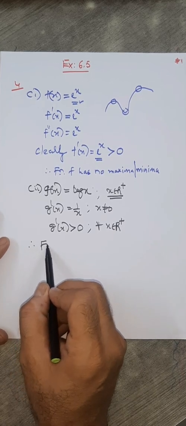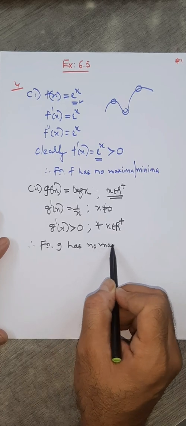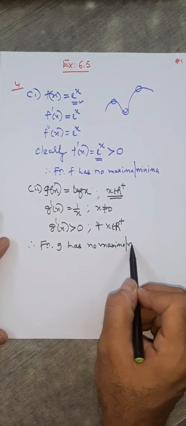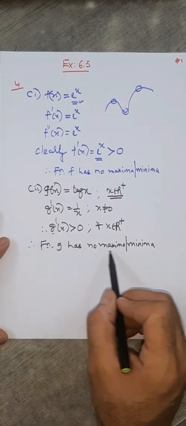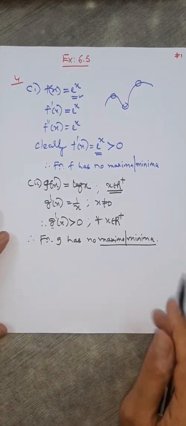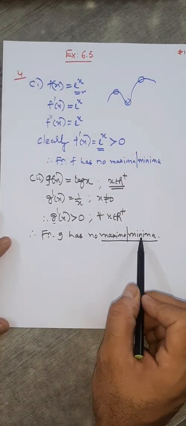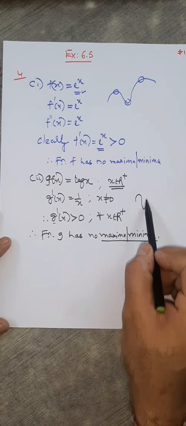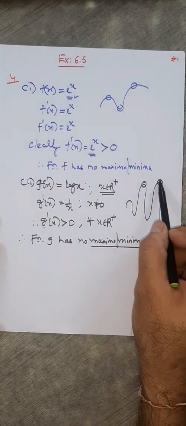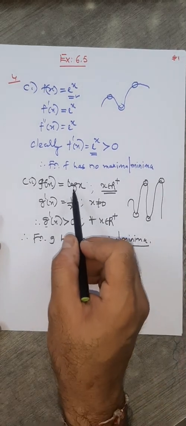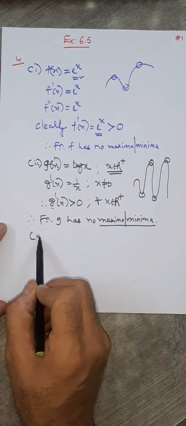That means again function g has no maxima as well as minima. It is again, you see, this being positive, an increasing function. So it will never have such turns. Right? To have maxima or minima, the graph of the function must have certain turns like this, turning points. The graph of the log function has no turning point at all. It's an increasing function. Okay.